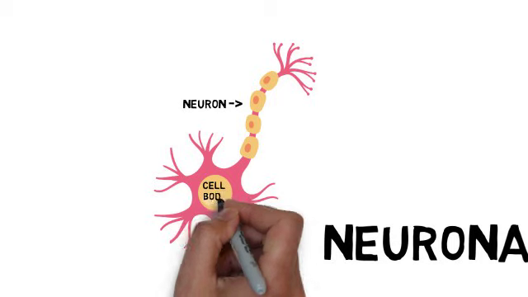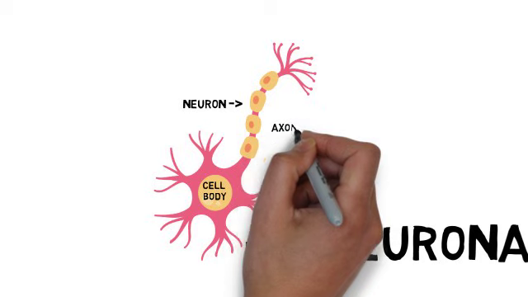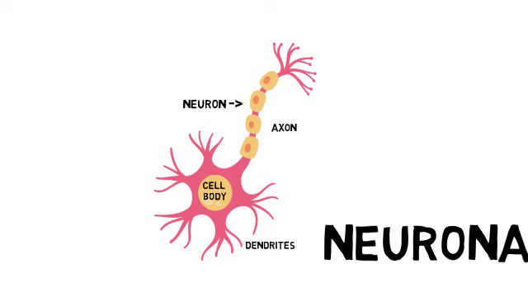First, the cell body, or soma, which contains the nucleus and is the control center of the neuron. It processes incoming signals and maintains the cell's health. The dendrites are tree-like extensions that receive messages from other neurons. Think of them as the antennas that pick up signals and bring them into the neuron. The axon is a long, thin fiber that transmits electrical impulses away from the cell body to other neurons, muscles, or glands. It's like the neuron's highway for sending messages.